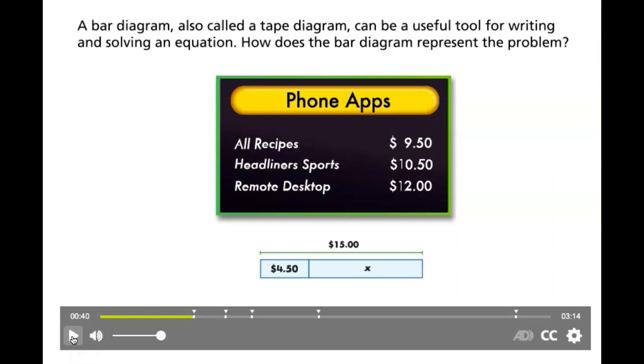Omar, do you have an idea? Yeah, it represents that the total is $15, and the use from the total is $4.50. What will be the X then? Then the X will be for the phone apps. So it's the money that it's going to use to complete the $15 by buying phone apps. Mm-hmm. So that's nice.